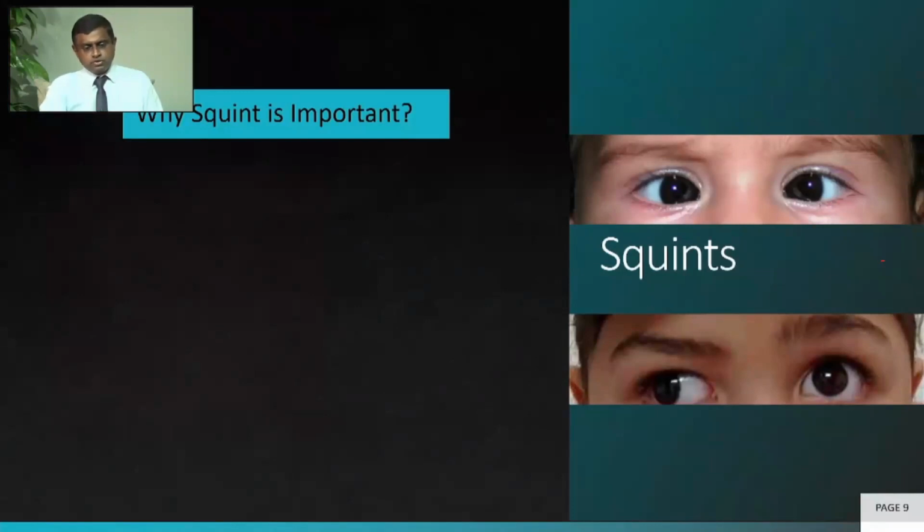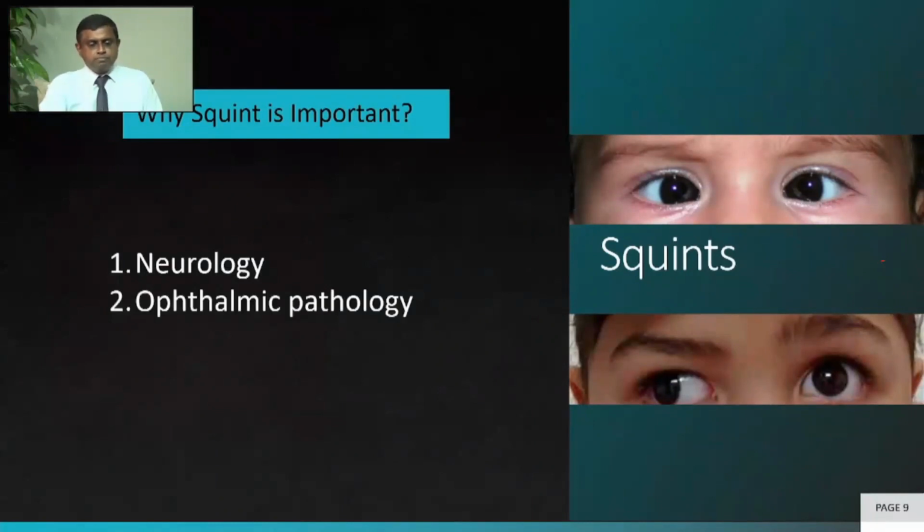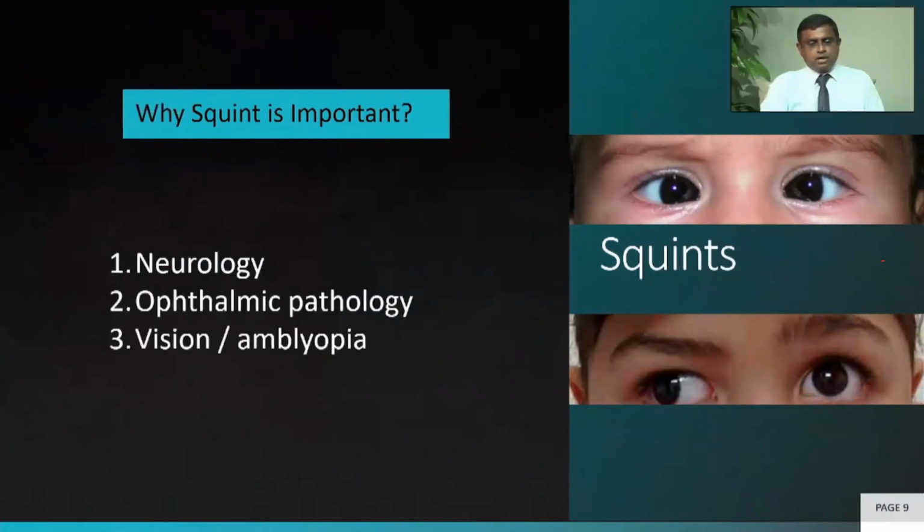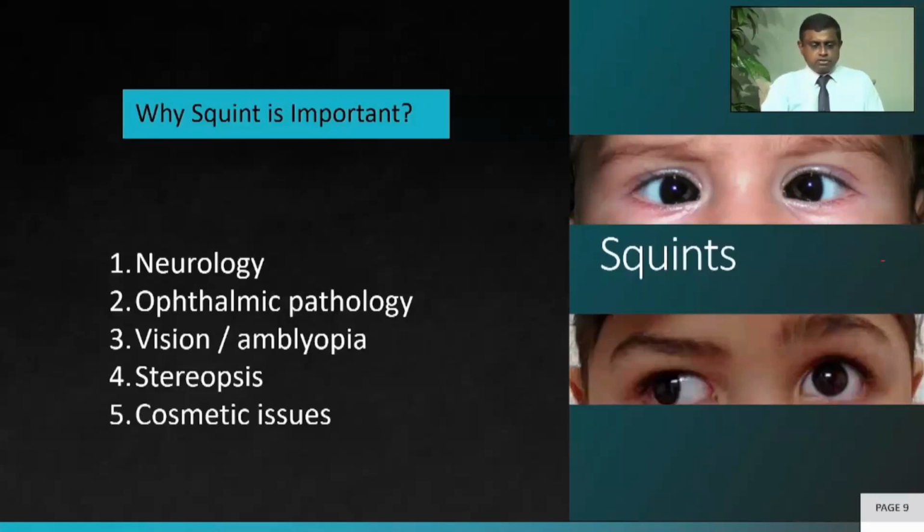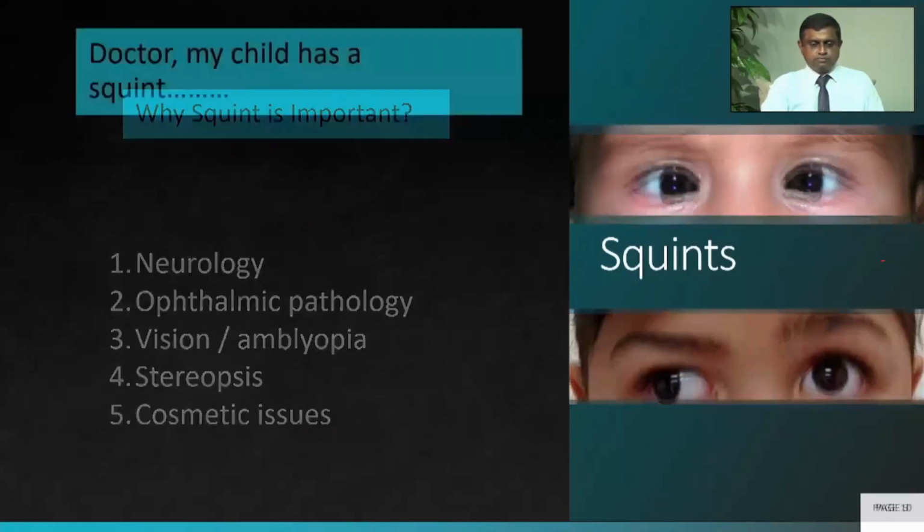Why we should know about squints is that it can be linked to neurological abnormality or important ophthalmic pathology. Definitely, if there is a squint, if there is a misalignment of the eyes, the vision development is hampered. So it can affect the development of vision of the child, and the child can develop amblyopia later on in childhood. So we'll talk about amblyopia later on in the talk. Stereopsis, or three-dimensional vision, can get affected if the eyes are not aligned properly during infancy. And finally, there can be cosmetic issues for the child when the child starts going to school.